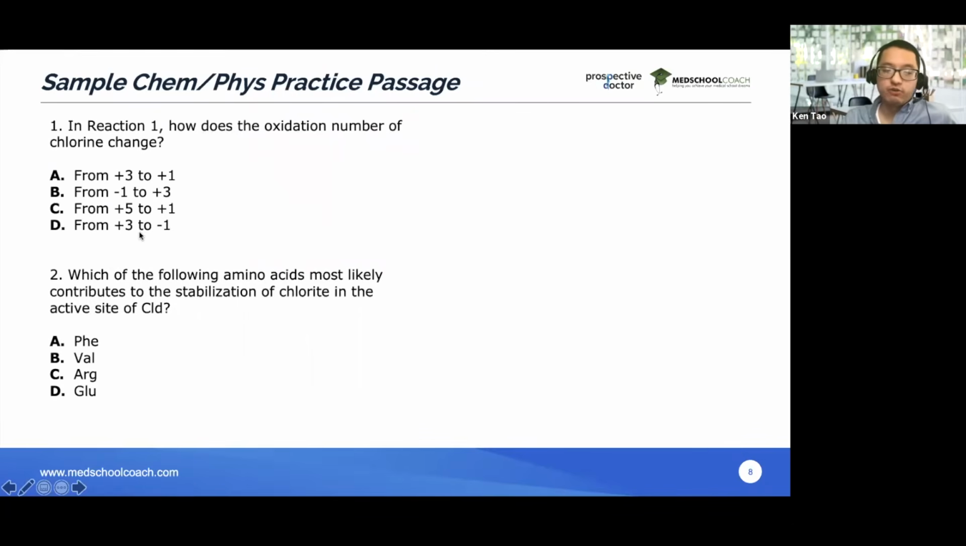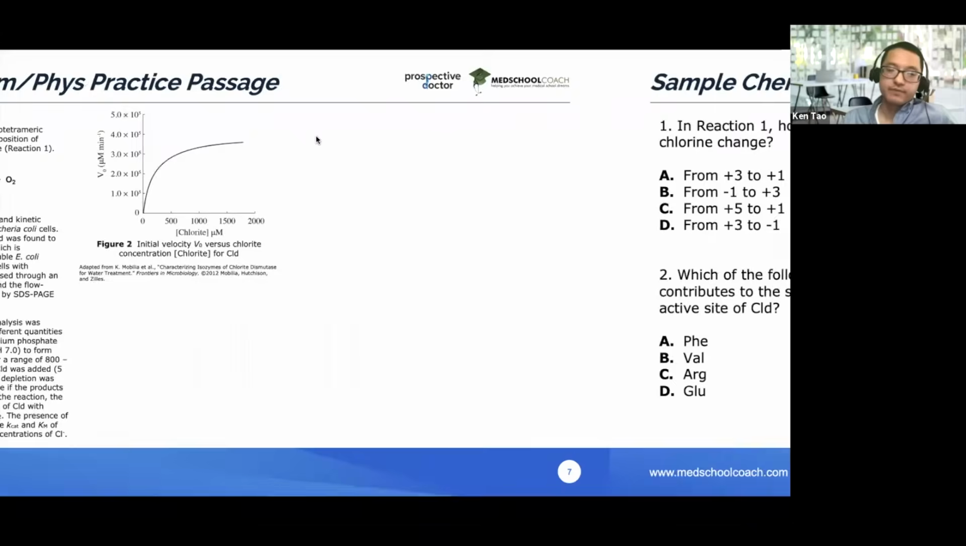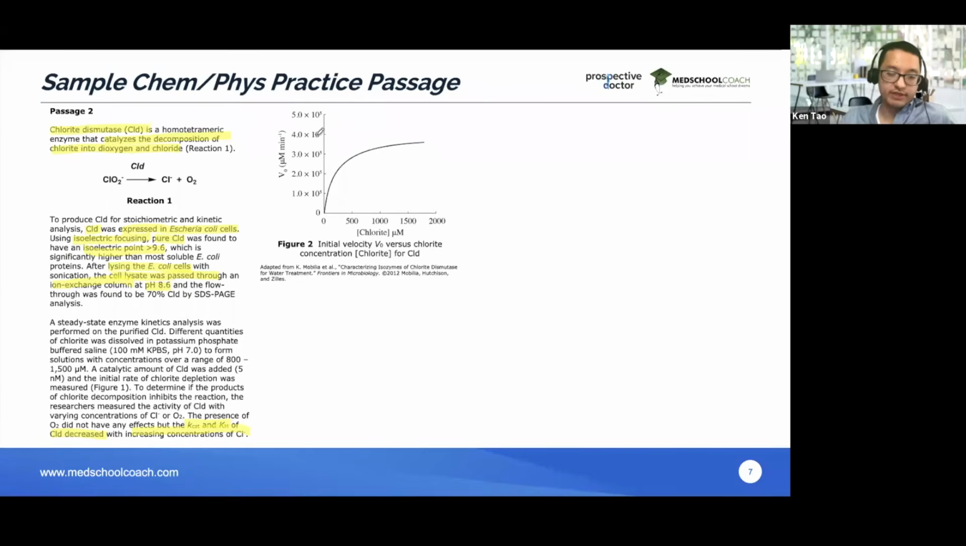In reaction 1, how does the oxidation number of chlorine change? In this case, they're asking about reaction 1, so you know exactly what part of the passage to go to, and they want to know about the oxidation number of chlorine. This one shouldn't be too bad because we go to reaction 1 and we just need to figure out the oxidation number of chlorine.